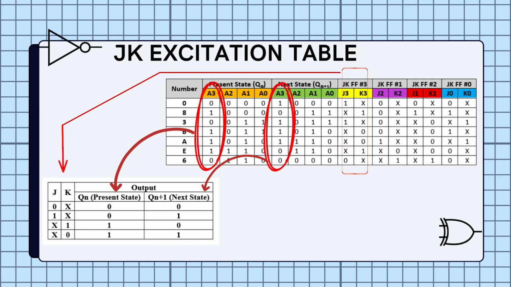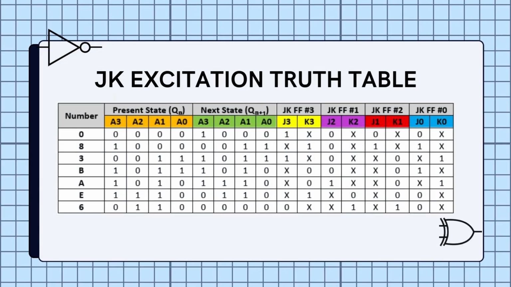A1 goes from 0 to 0, J1 equals 0, K1 equals don't care. A0 goes from 0 to 0, J0 equals 0, K0 equals don't care. We repeat this process for each row in the table. This gives us the exact input conditions needed for the JK flip-flops to follow the abnormal counting sequence. This is the final output that we got from our JK excitation truth table.